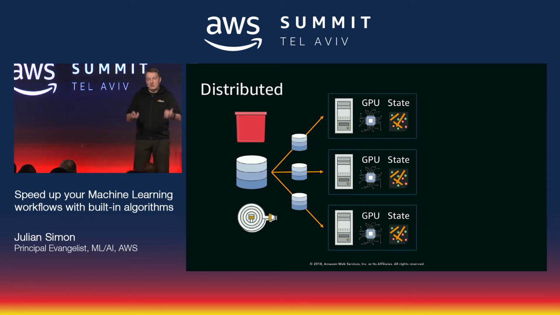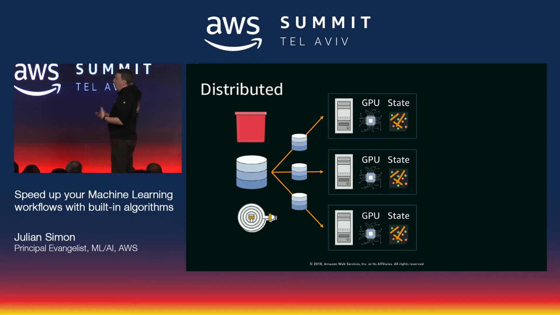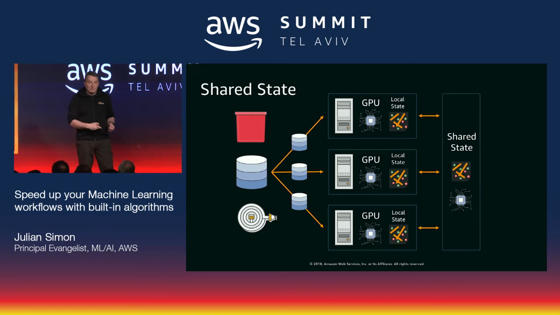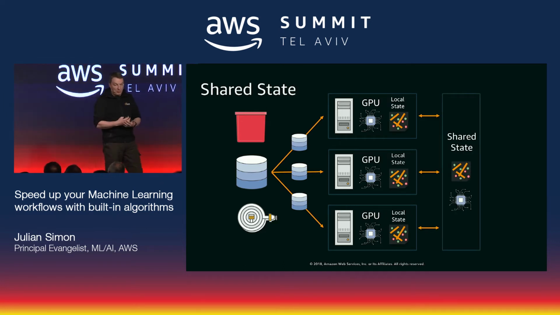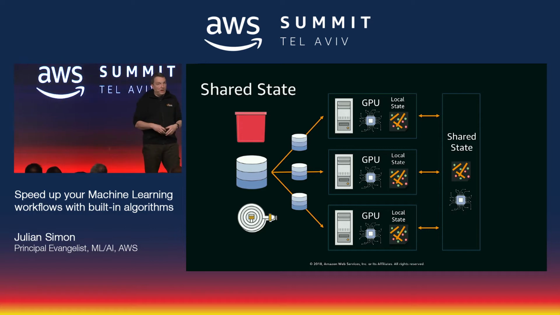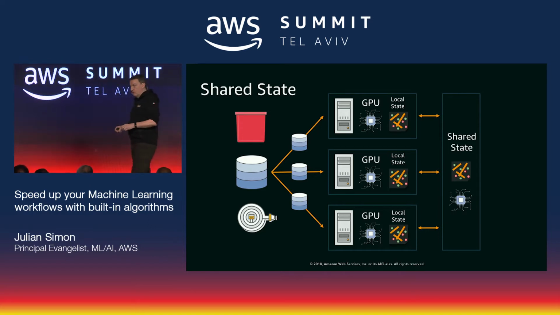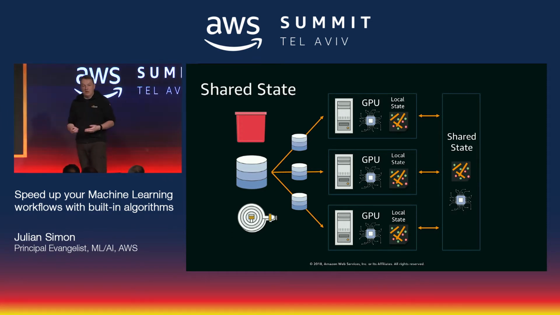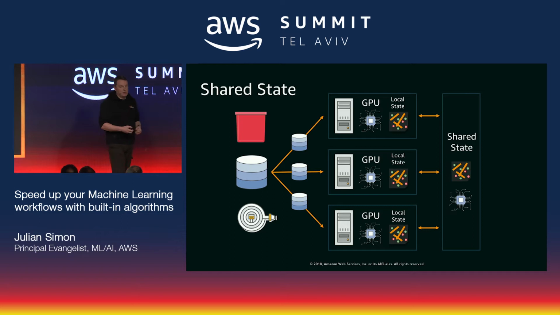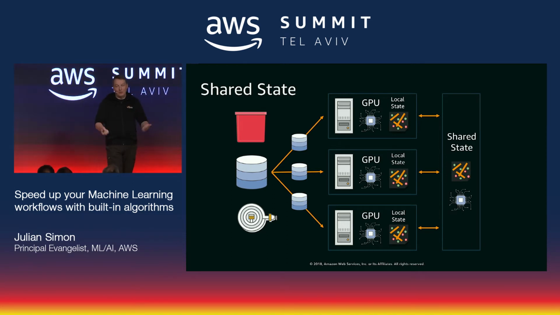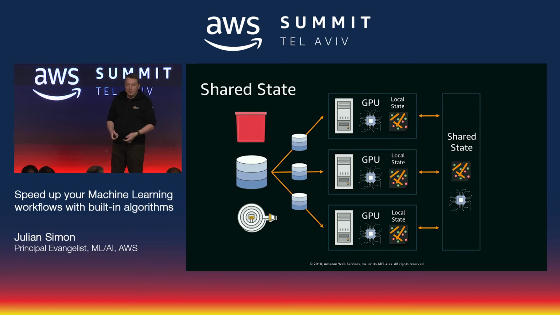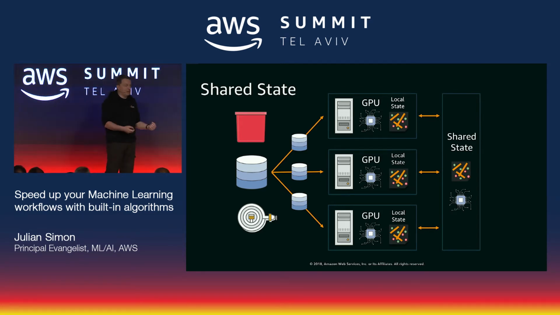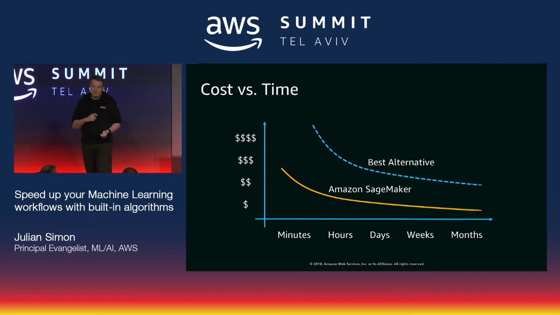So each instance is going to work on its own part of the data set, managing its own local state. And then we have a component that's going to make sure that the different local states are consolidated into a shared state. Okay, so we can do distributed training at scale, and again, there's probably no limit to the amount of GPU or CPU instances you could fire up for a given job, giving you even more training speed for large data sets.